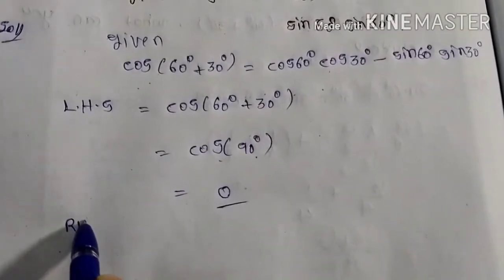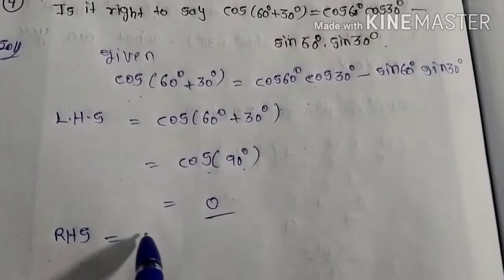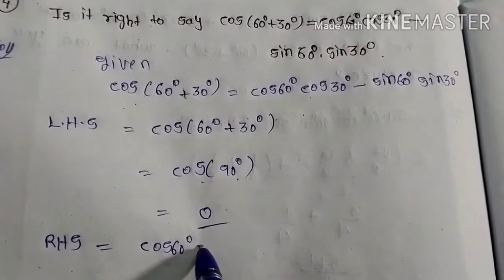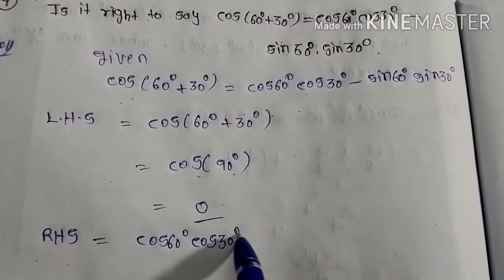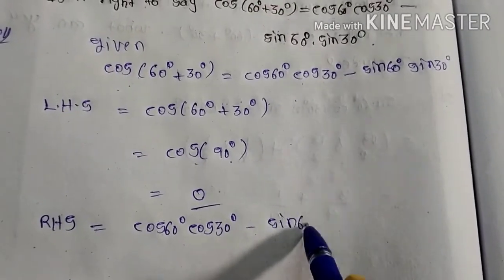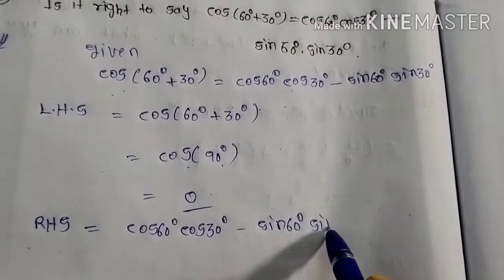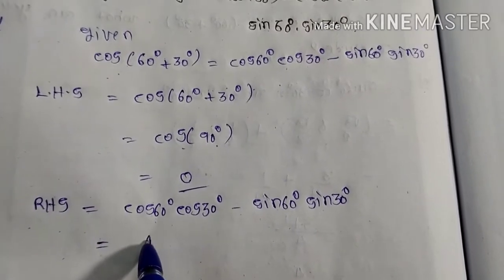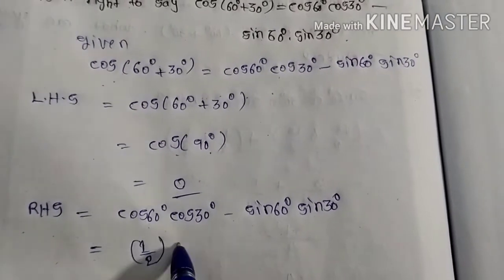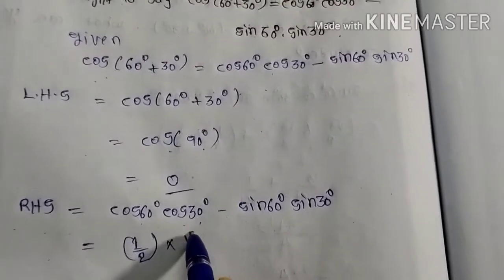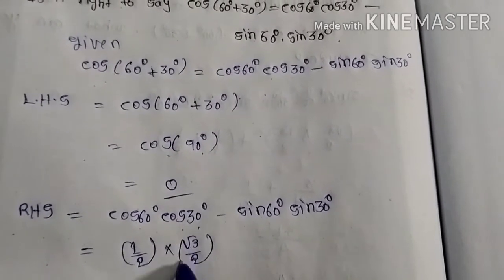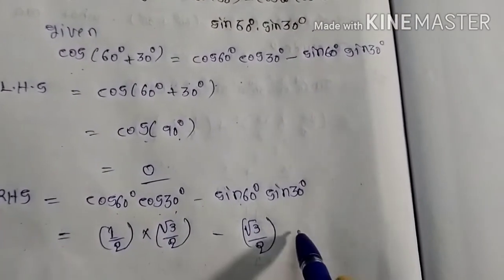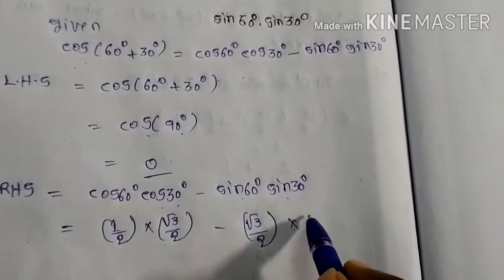RHS, right hand side is equal to cos 60 into cos 30 minus sin 60 into sin 30. See here, cos 60 value is how much? Cos 60 value is 1 by 2. Yes or no? Yes. 1 by 2 into cos 30 value is how much? Root 3 by 2. Root 3 by 2 minus sin 60 value is how much? Root 3 by 2 into sin 30 value is how much? 1 by 2.